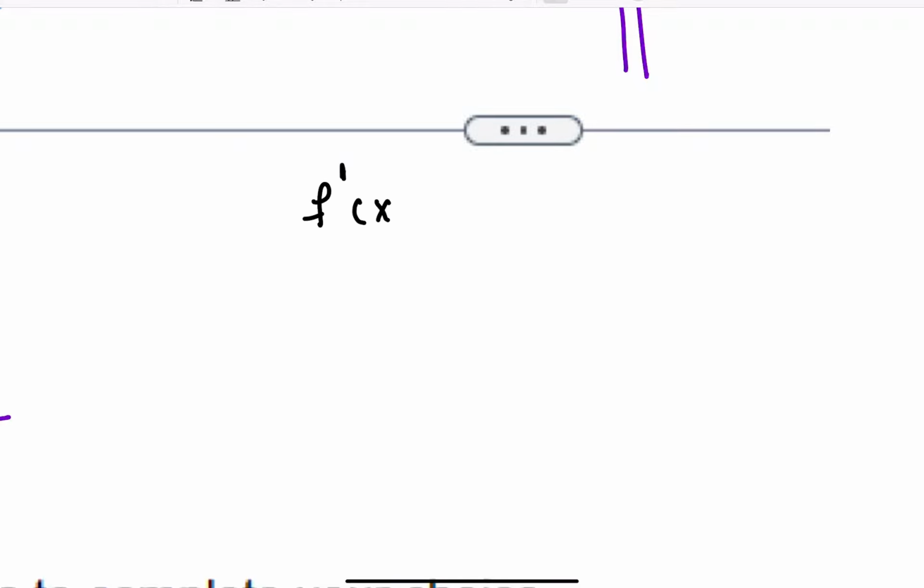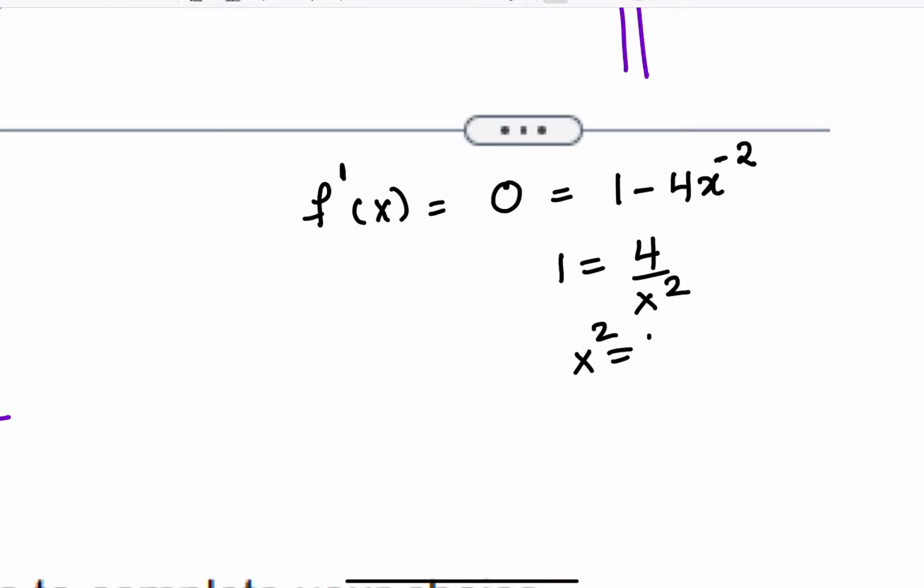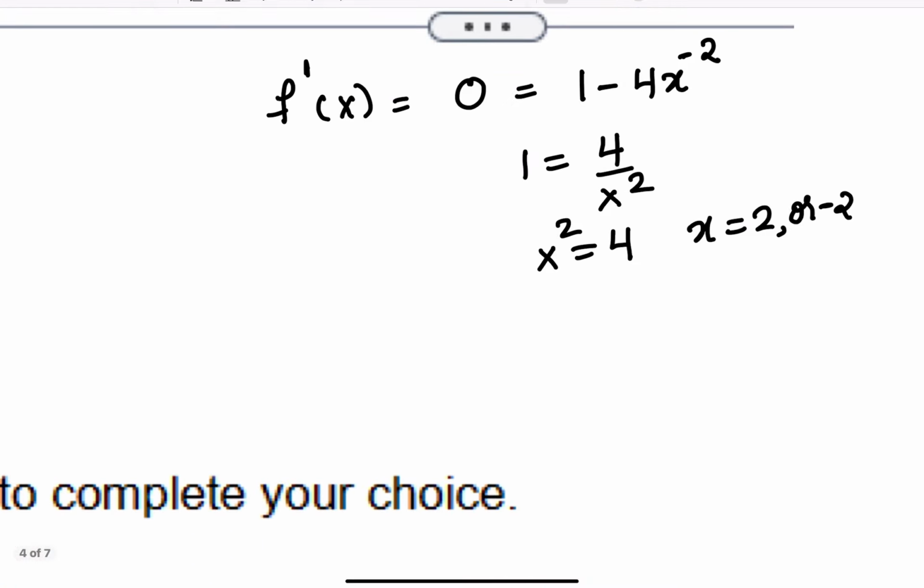Remember, I'm trying to find the critical values by setting the first derivative equal to 0, which is 1 minus 4x to the negative 2. So 1 is equal to 4 over x squared, so x squared equals 4. So x is equal to positive 2 or negative 2. So my critical values are positive 2 and negative 2. Now what do I do? I take my critical values and plug into the second derivative, which is 8 over x cubed.